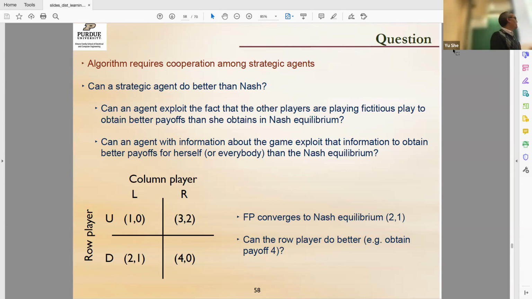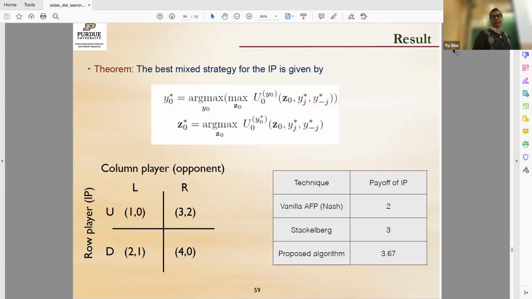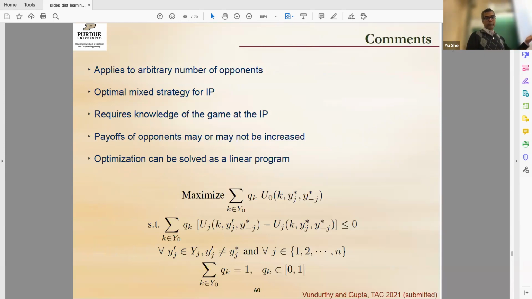Right? And so, for example, in this game, the Nash equilibrium is 2-1. The row player has at least 2 other columns that it wants to be in and get a better payoff than 2. Can it do that? And well, it can. So that's the interesting thing. Well, that's perhaps not too difficult to see. The interesting thing is that it can do better than a leader-follower strategy also. It can do better than a statistical strategy also. And we can identify a linear program to find this mixed strategy. Payoff of opponents may or may not be increased, and so on.